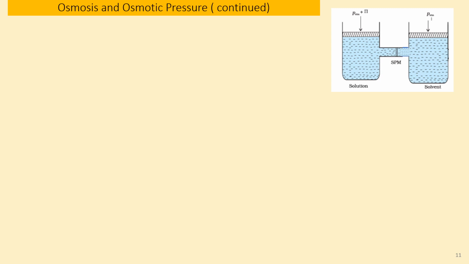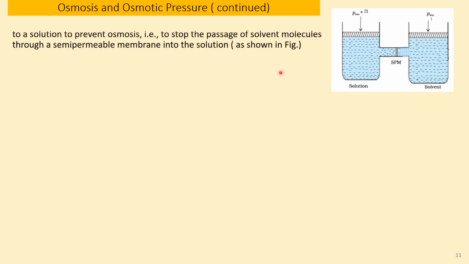In the figure, the solution and solvent are contained in the container separated by a semi-permeable membrane, SPM. An excess pressure pi must be applied to a solution to prevent osmosis, that is, to stop the passage of solvent molecules through a semi-permeable membrane into the solution. Osmotic pressure is a colligative property as it depends on the number of solute molecules and not on their identity.